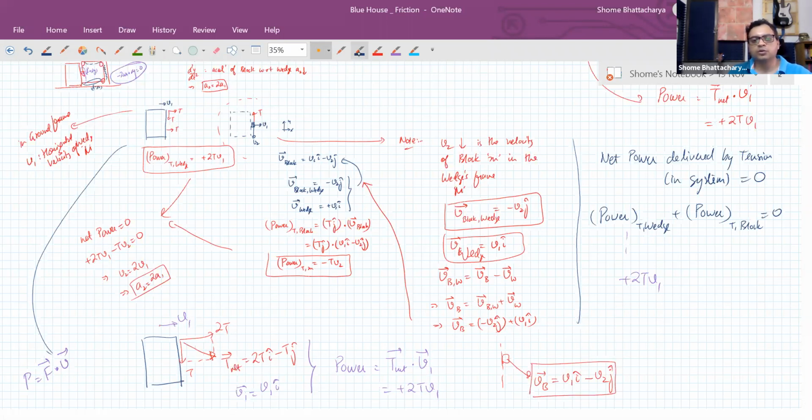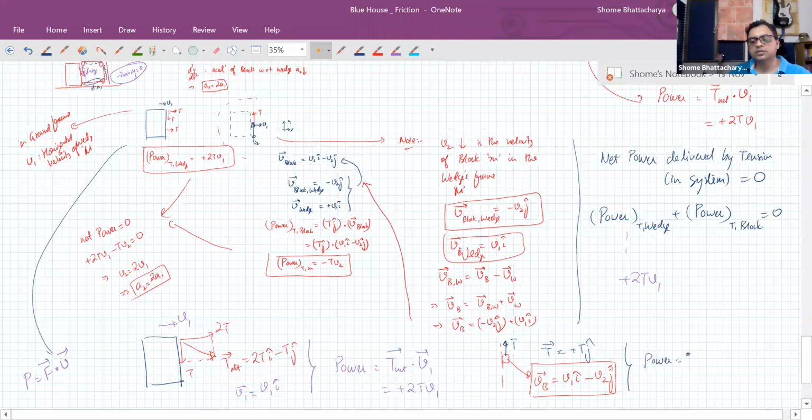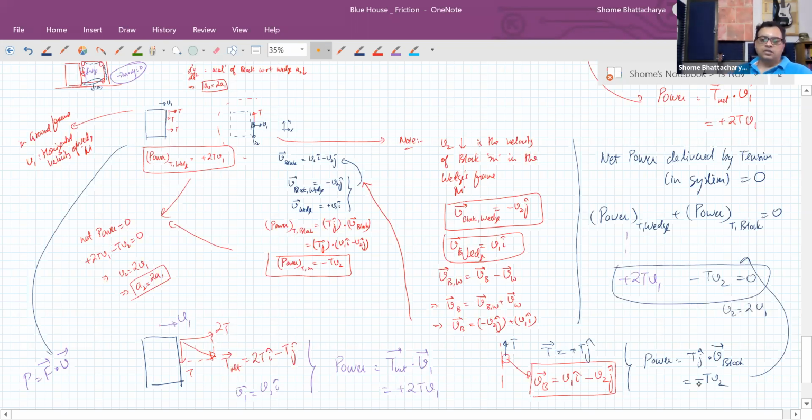Whereas on the block, what about tension acting? There's only one. So the tension acting on it is just plus T j cap. So what about the power? It is the dot product of these two, T j cap dot product with velocity of the block. When you do that dot product, you get minus T v2. So that term is here. So minus T v2, and the sum of these two has to be 0. So from here, we are getting the constraint relation that v2 is equal to 2v1. So that is your application of virtual power over here.